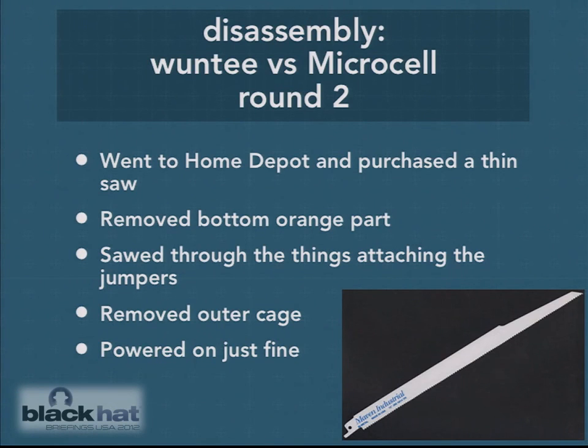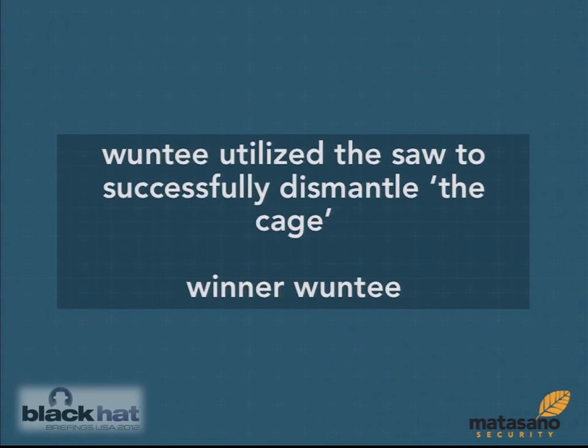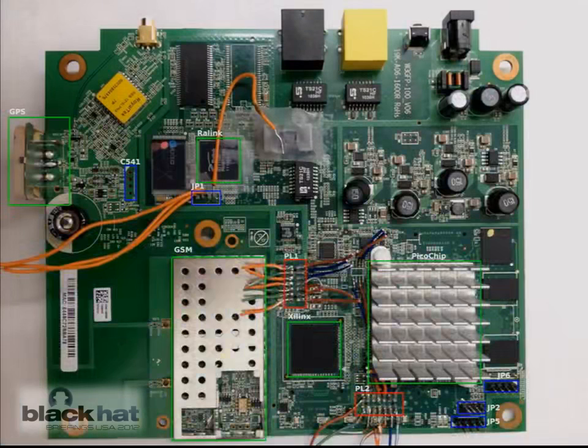After sawing those off, the jumper stayed on. Next time I booted it, it worked fine. I was able to dismantle the cage and successfully boot the device on its own, just as a board without anything surrounding it. So in this case, I beat the cage finally. So this is what the board actually looks like.